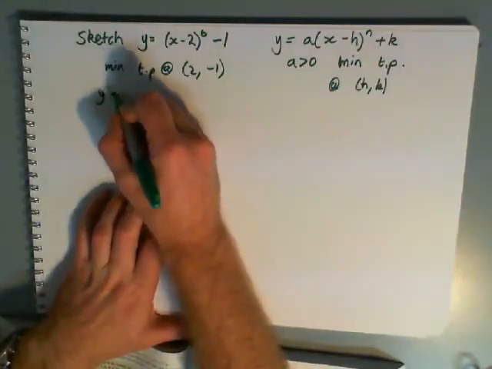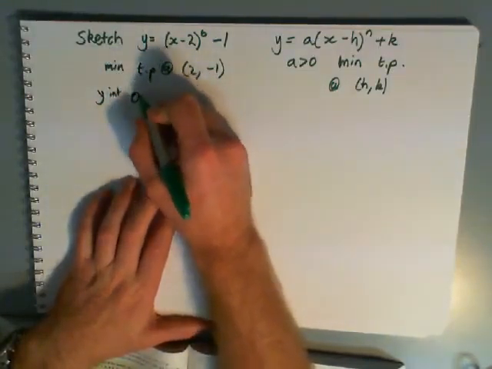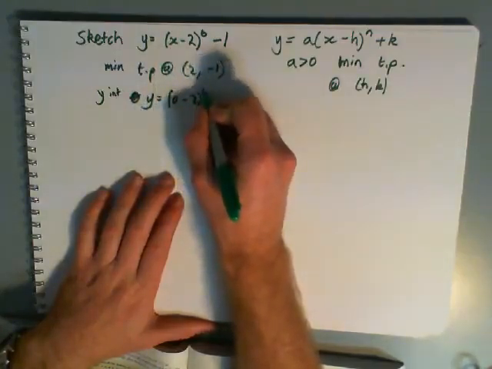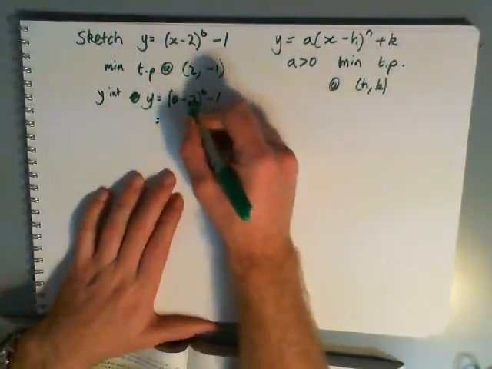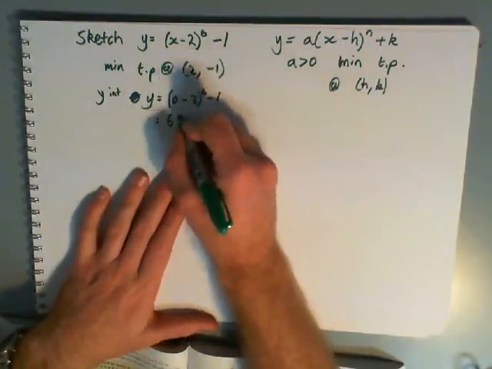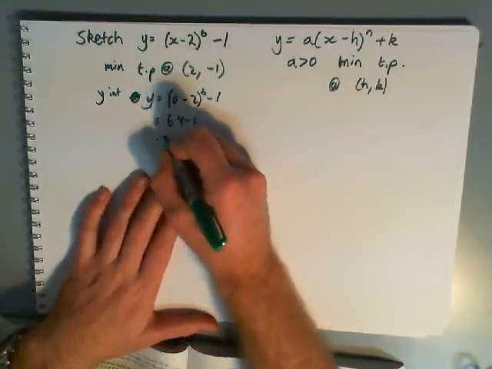Our y-intercept: y equals (0 − 2)^6 − 1. Negative 2 to the 6 is going to be positive, and will be 64. Take 1, so 63.